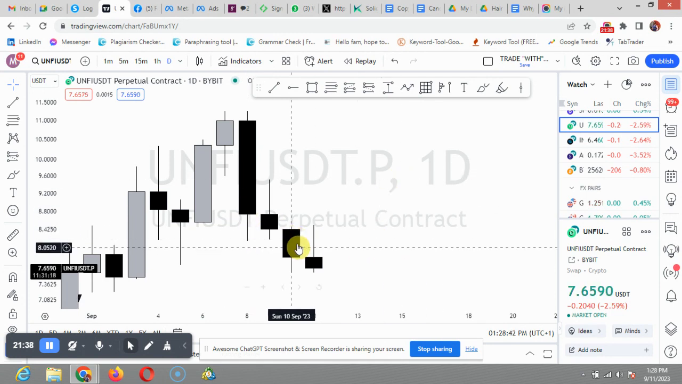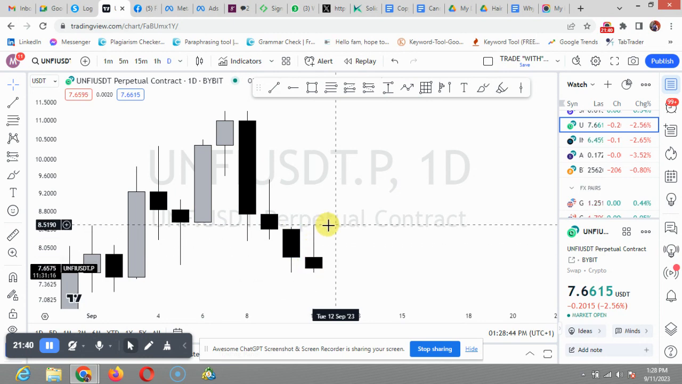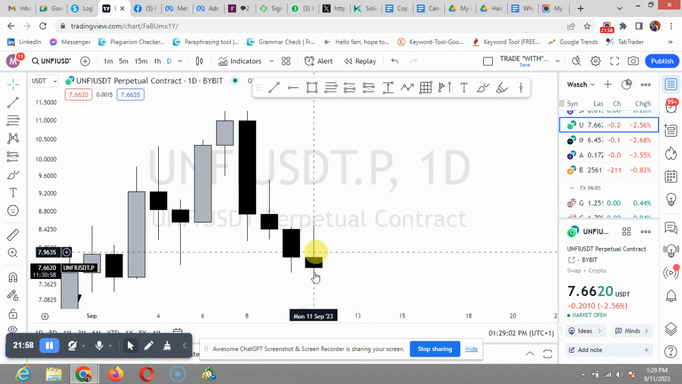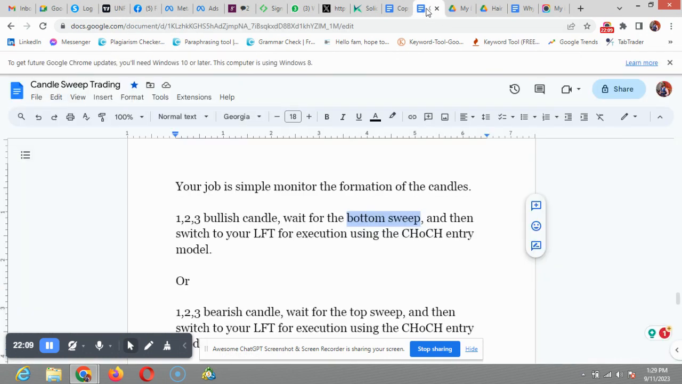Now look at this third candle here. This fourth candle swept the what? The high. For a bearish move, the sweep must be above, not below. The sweep cannot be below. But for a bullish move, the sweep must be below. A bearish move, the sweep must be above. A bullish move, the sweep must be below. Please watch this video as many times as possible and write these things down. I hope this makes sense. All right, that's all about that.